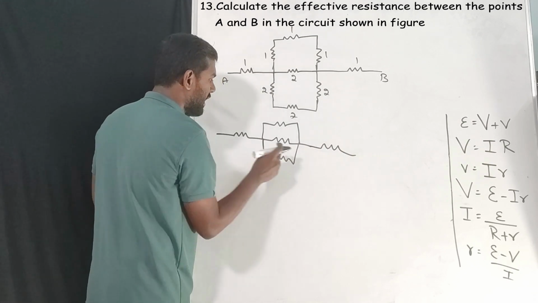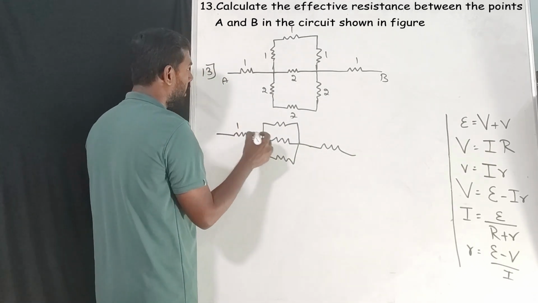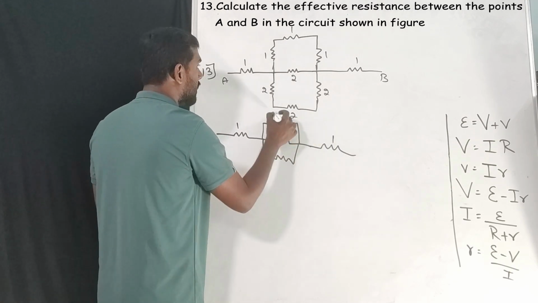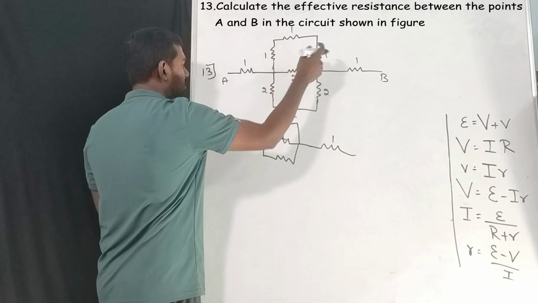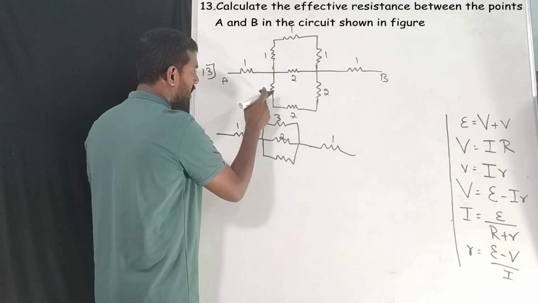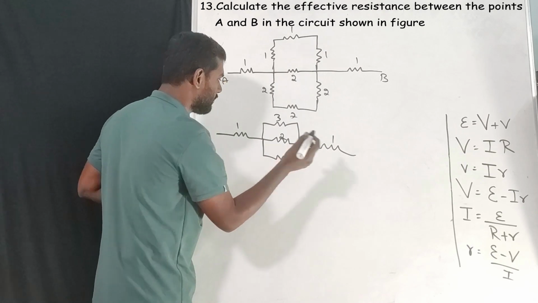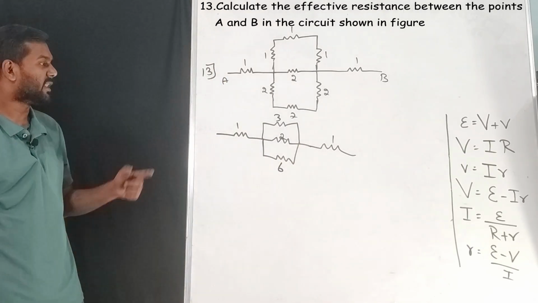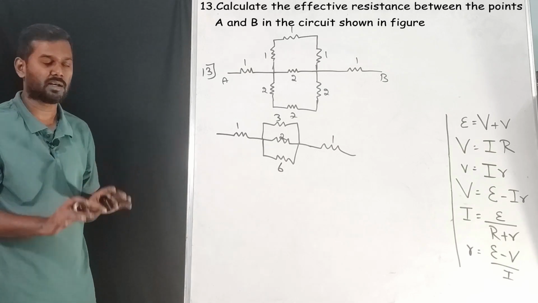And see, I did not touch this resistance and this resistance. So 1, 2, 1, all of them are in series. So 1 plus 1 plus 1, this will be 3 ohm, and all of these are in parallel. So 2 plus 2 plus 2, this will be 6 ohm. This is the next diagram. But in the exam, you don't have to draw all these things. You can go for calculation directly.